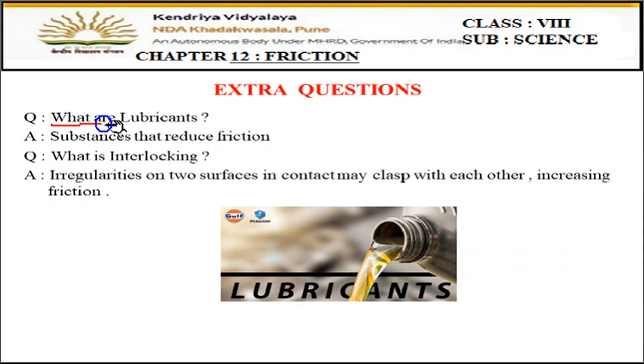Some more questions. What are lubricants? Lubricants are the substances that are used to reduce the friction. This is the simple definition.